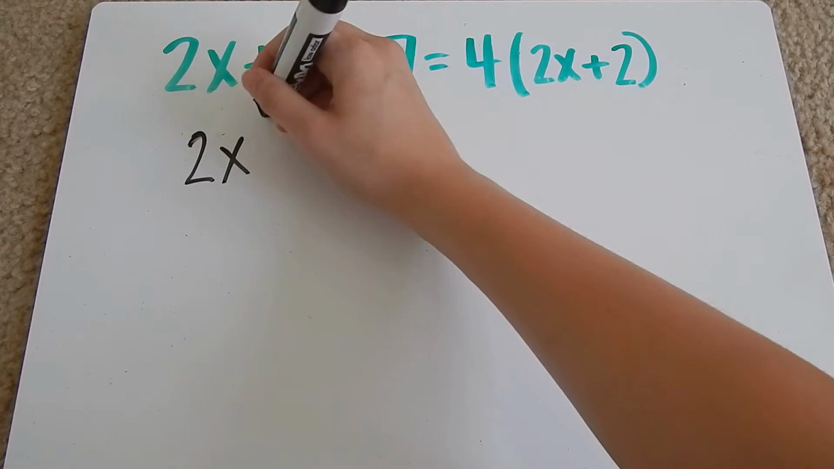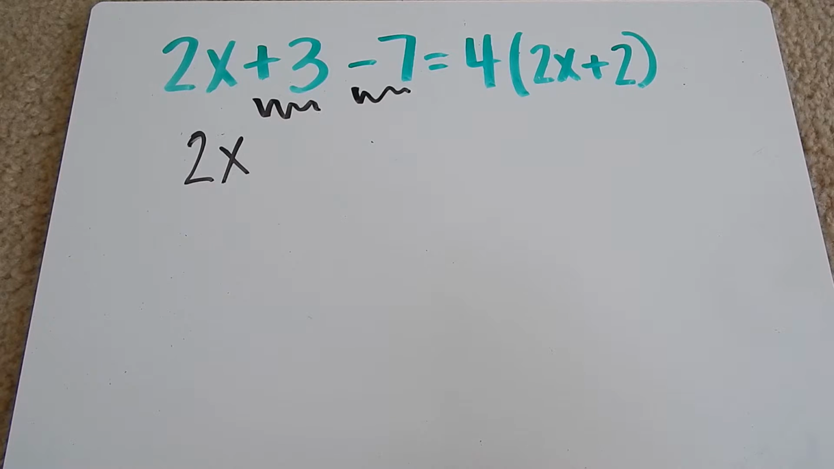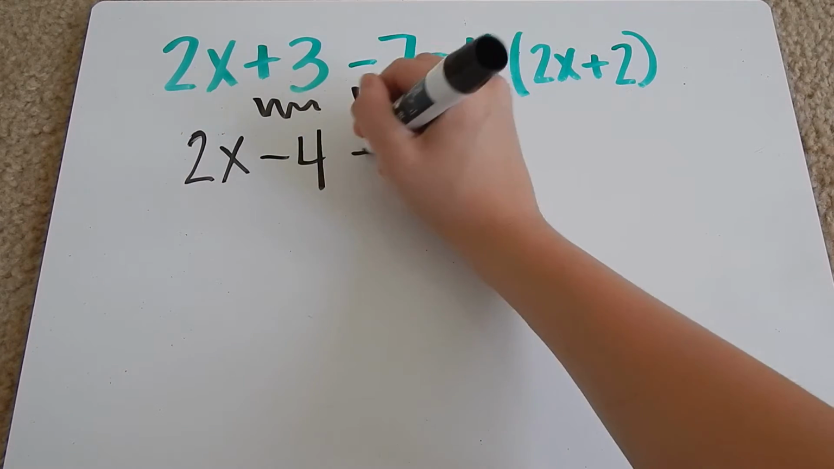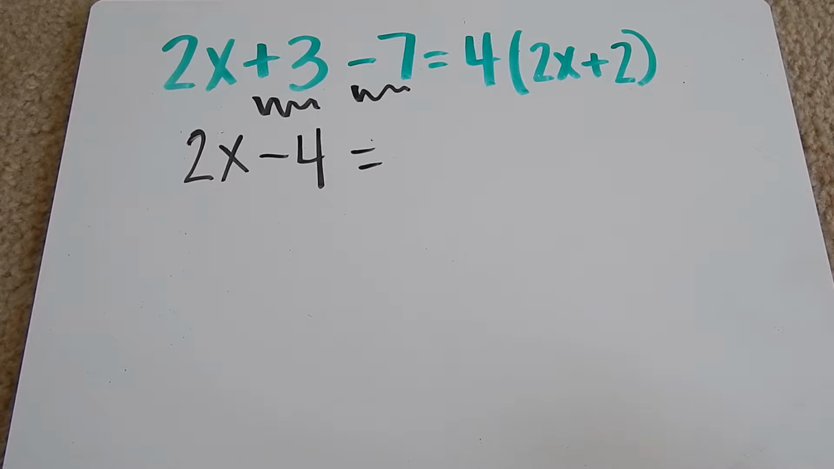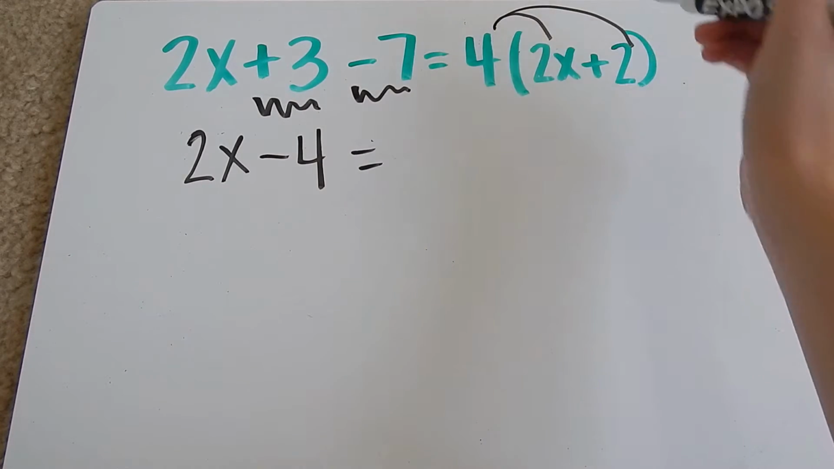But I have like terms with my constants. I have a 3 and a negative 7, so I'm going to add those together. 3 plus negative 7 is negative 4. And bring down my equal sign. Now on the other side, I do have distribution that I want to do. So I'm going to distribute this 4 here and here.